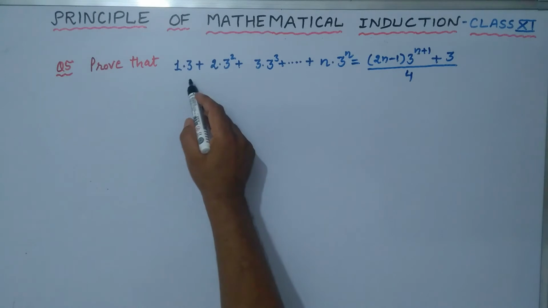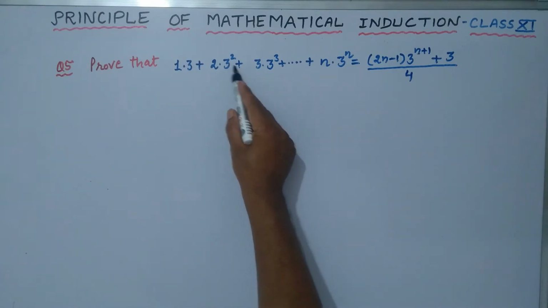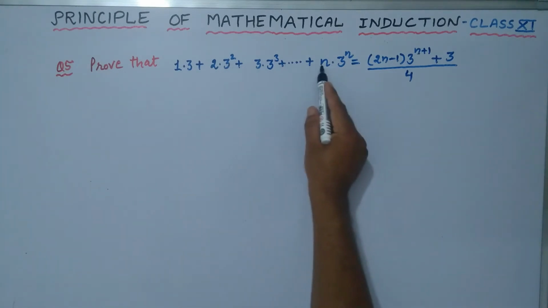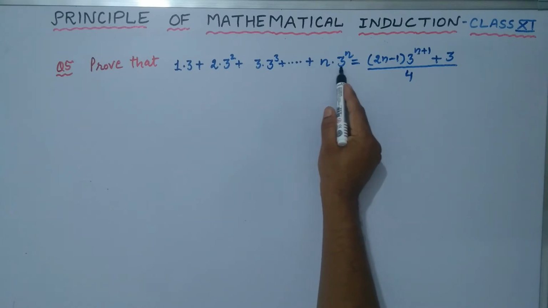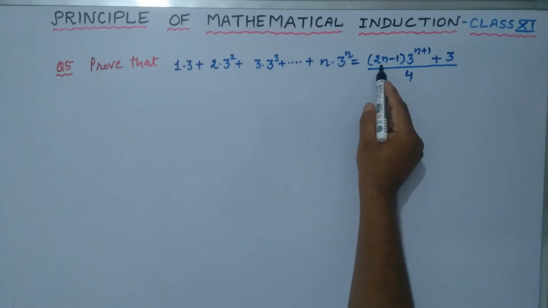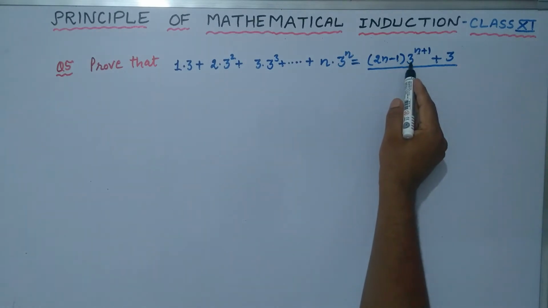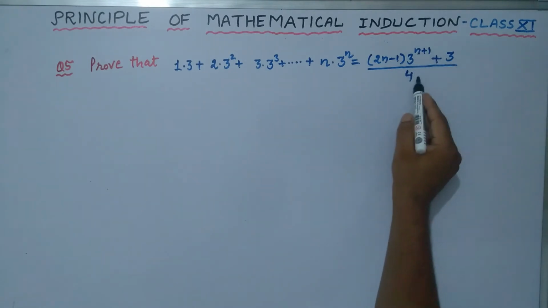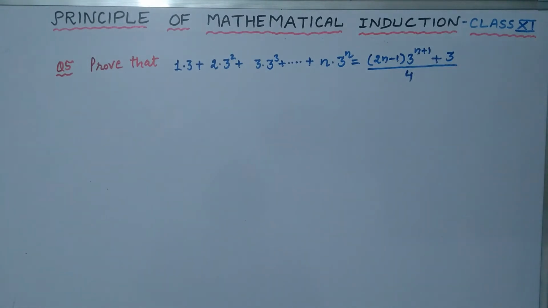Prove that 1 into 3 plus 2 into 3 square plus 3 into 3 power 3 and so on, n into 3 power n is equal to (2n minus 1) into 3 power n plus 1, plus 3, whole divided by 4. So using the principle of mathematical induction we are going to prove this result.